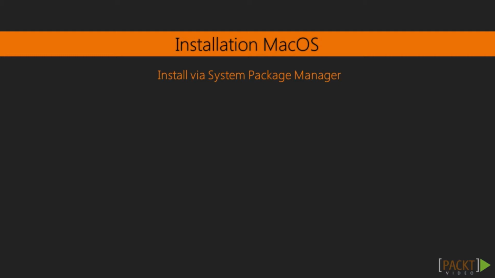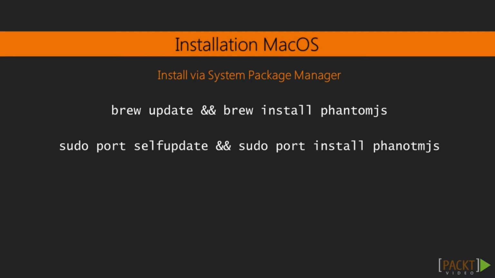For instance, on my OS X machine with Homebrew installed, I can install it with the following command: brew update and brew install PhantomJS. If you're using the other popular package manager on OS X, MacPorts, you can alternatively execute sudo port selfupdate and sudo port install PhantomJS. After that, you're basically done on macOS.